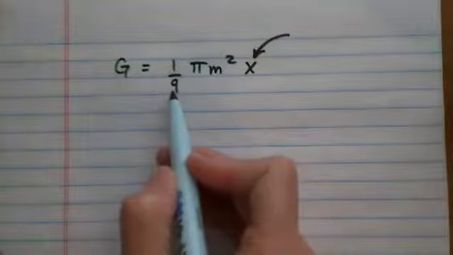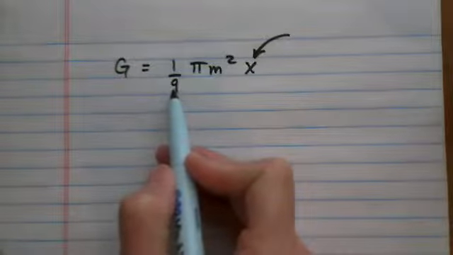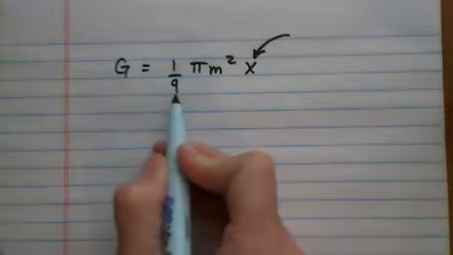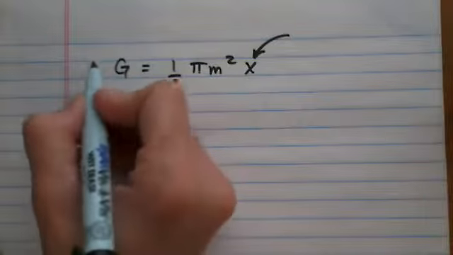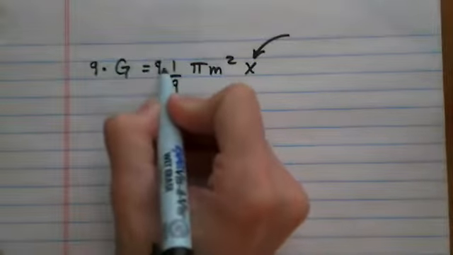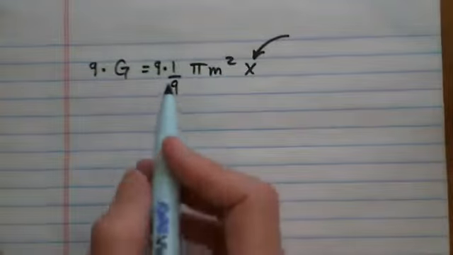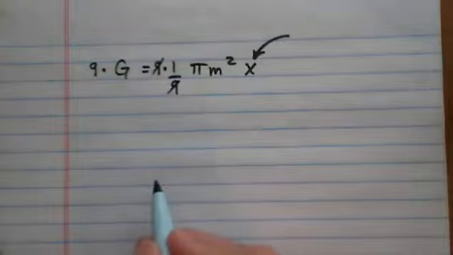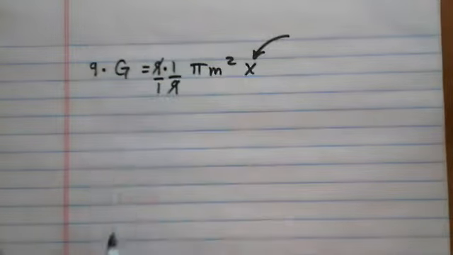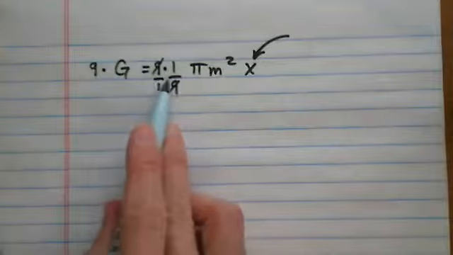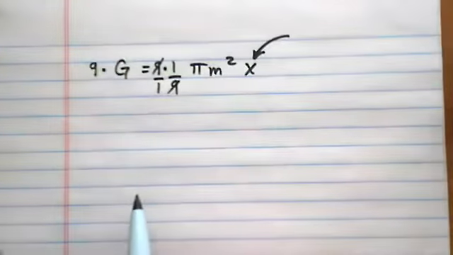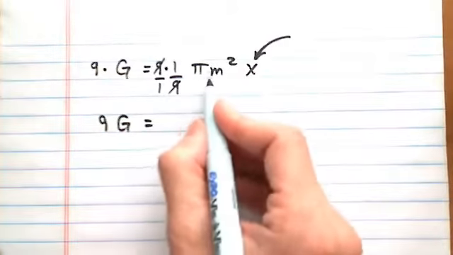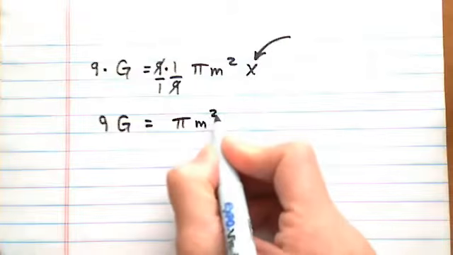Well, this one has fractions, so it's really nice to get rid of fractions. So first step, let's multiply both sides of the equation by this denominator of 9 to make the fractions go away. And that's what we usually do in linear equations, right? We try to get rid of fractions first. So if I multiply both sides by 9, this reduces to 1. And remember, you can think of 9 as 9 over 1. So you're really multiplying two fractions here. Reduce, and we get a 1 there. So now we have 9g is equal to, and what's left over is pi m squared x.